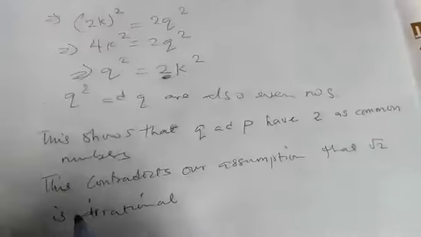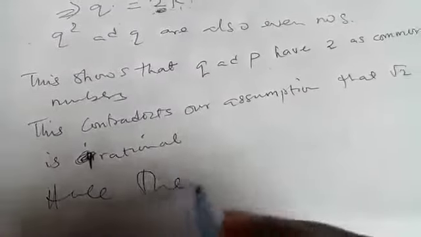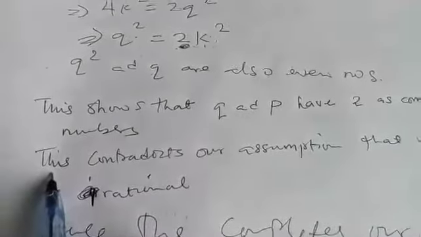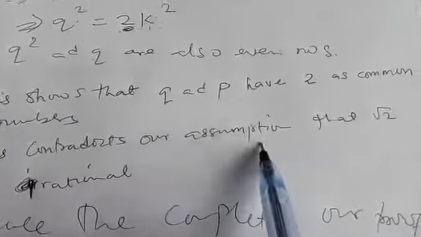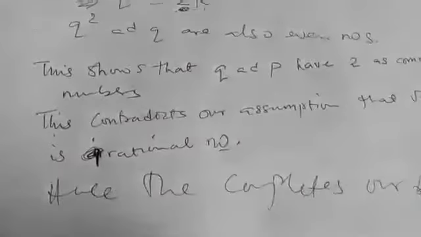So square root of 2 is irrational. Hence, this completes our proof. Our proof completes there, because we assumed that it's rational, and here we have seen that it's not possible, because they have 2 as a common factor. So this contradicts our assumption that square root of 2 is a rational number. So we have completed the proof.